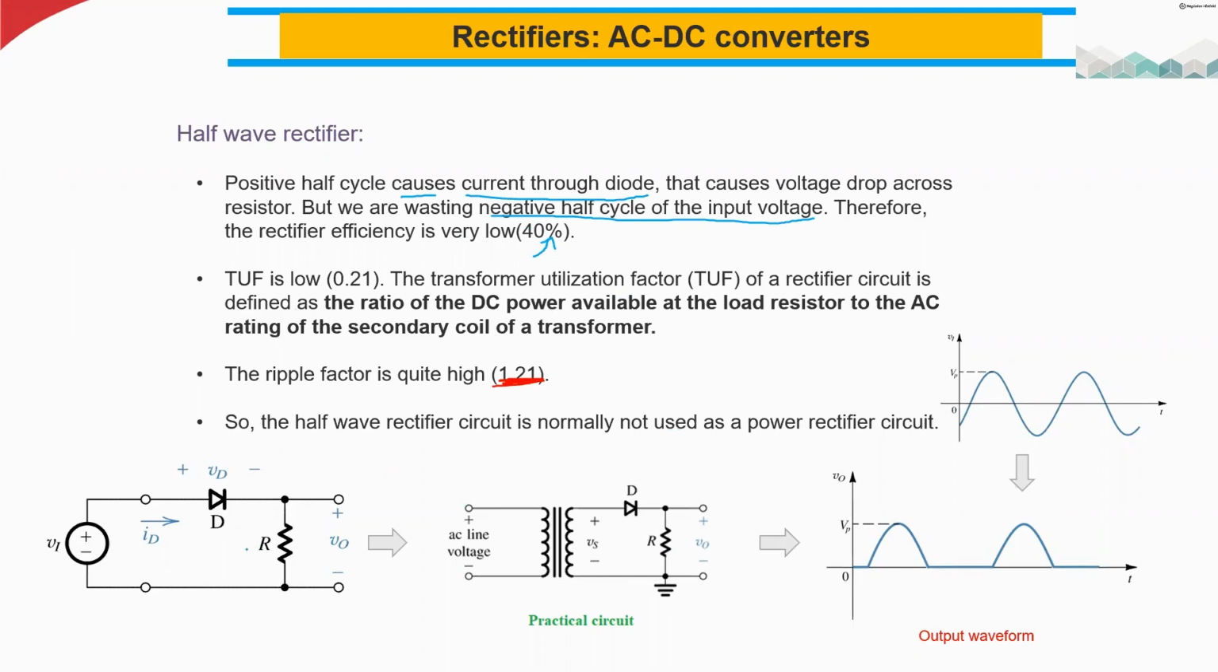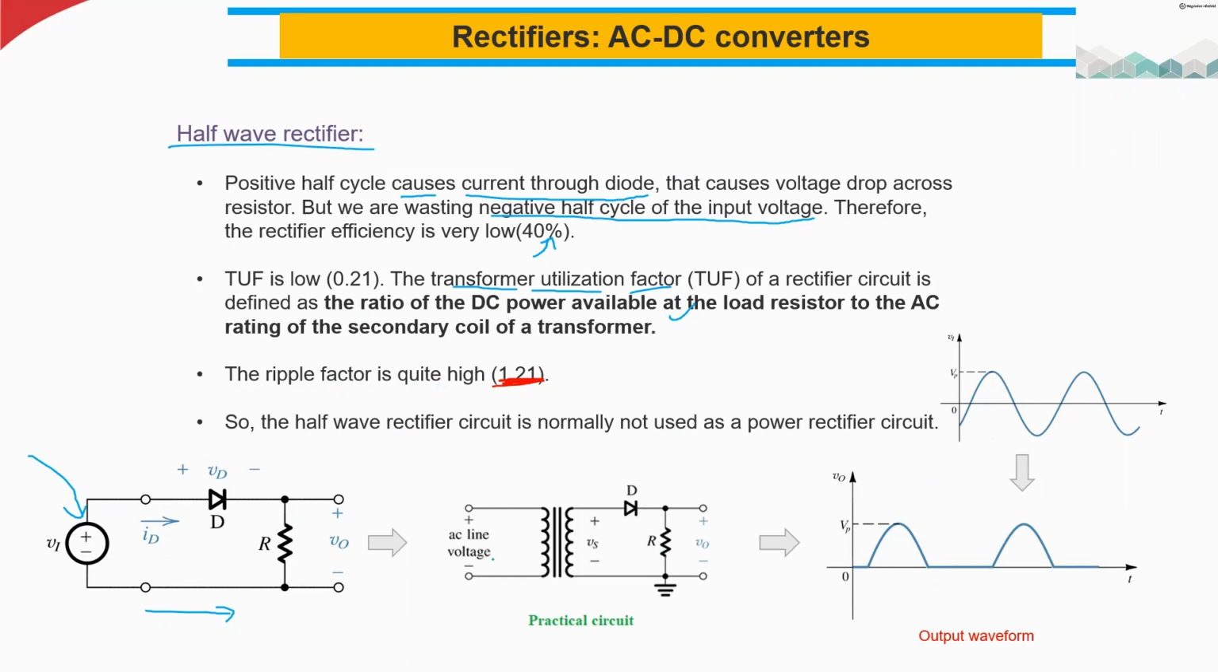So here you can see this circuit. This is the normal half wave rectifier. But in practice, instead of applying the input like this, we use a transformer and step down the AC, then apply it to this diode, and then we have the load. Also the TUF, the transformer utilization factor, is much less in this half wave rectifier. This is the definition of TUF, you can read that. And the ripple factor is quite high. It means a lot of ripples here. It's not a pure DC.